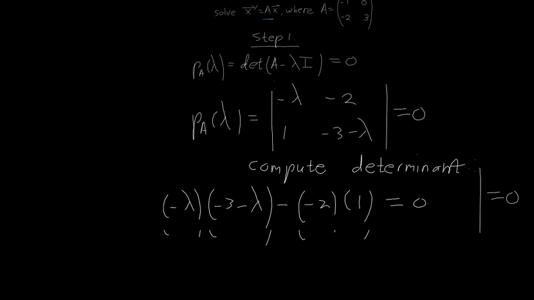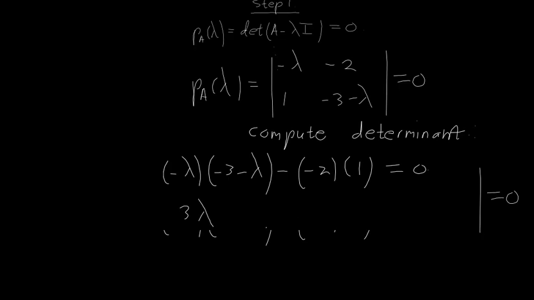Right. And once you're able to clean up this mess, you'll notice that you're going to get positive 3 lambda plus lambda squared plus 2 is equal to 0. You're going to notice that this is a certain type of equation. I'll give you a moment to think about what type of equation it is. It's a quadratic equation as a function of lambda, okay?